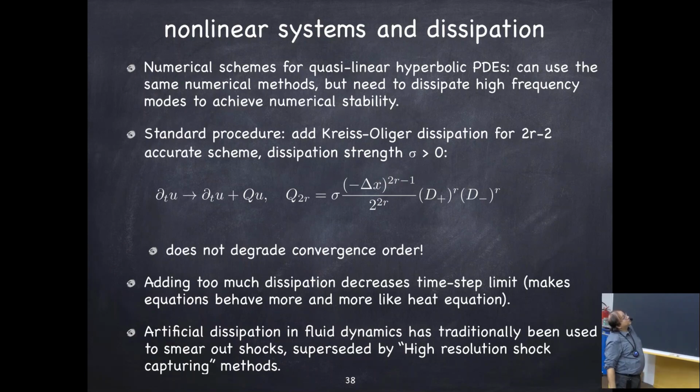Then I make this comment. If you have quasi-linear but nonlinear hyperbolic partial differential equations, you can use just the same numerical methods. You just have to add one element, this numerical dissipation, which basically dissipates high frequency modes.